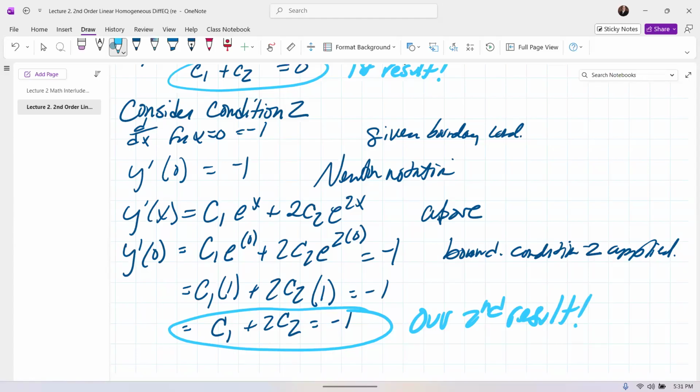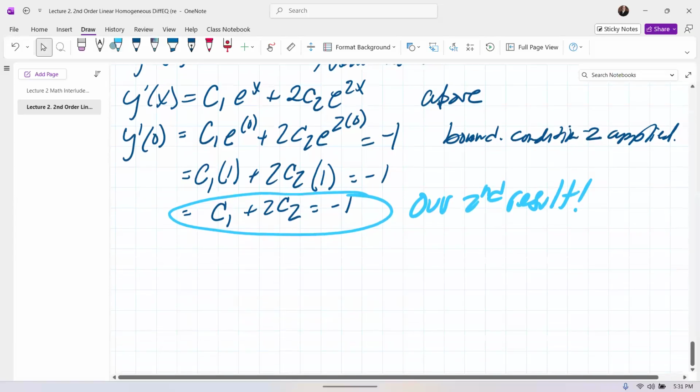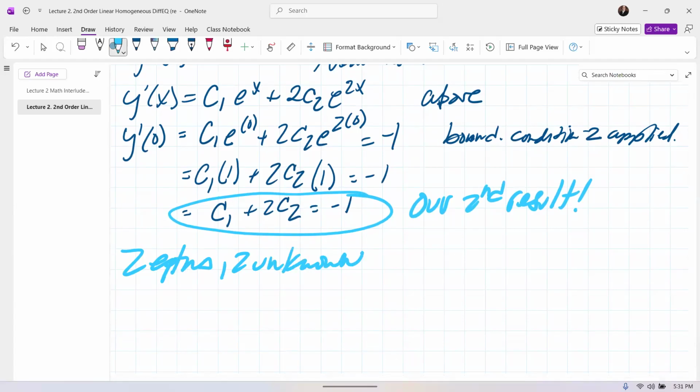We have 2 equations and 2 unknowns. So what do we do? 2 equations, 2 unknowns. Solve the system of equations.